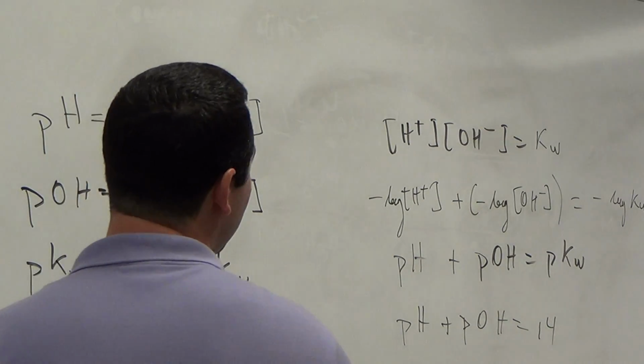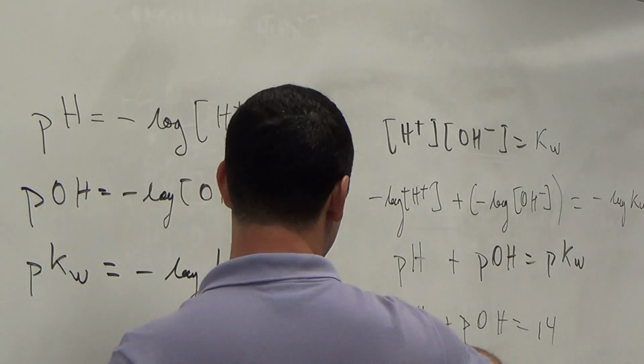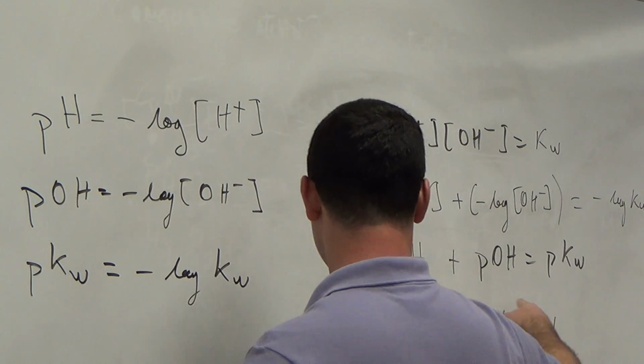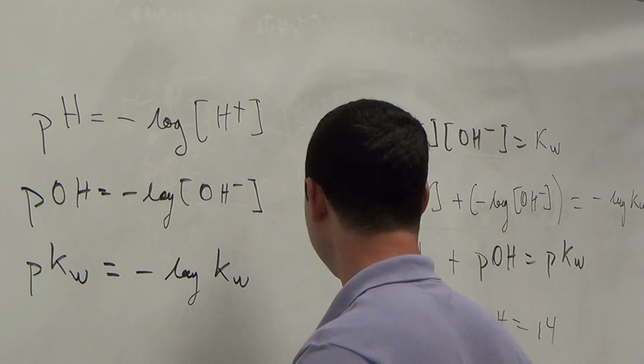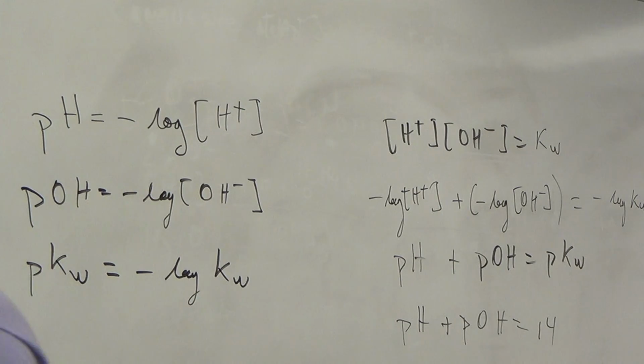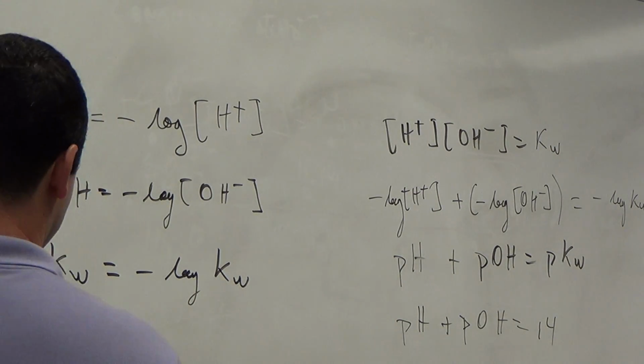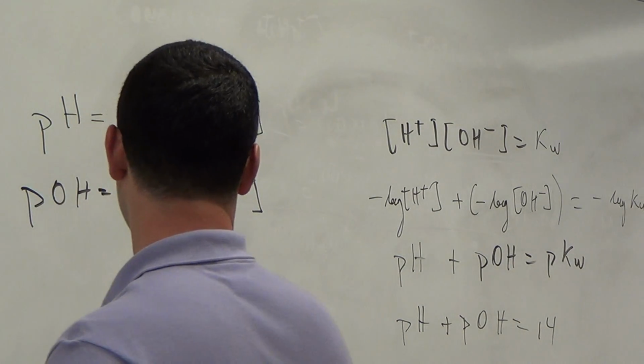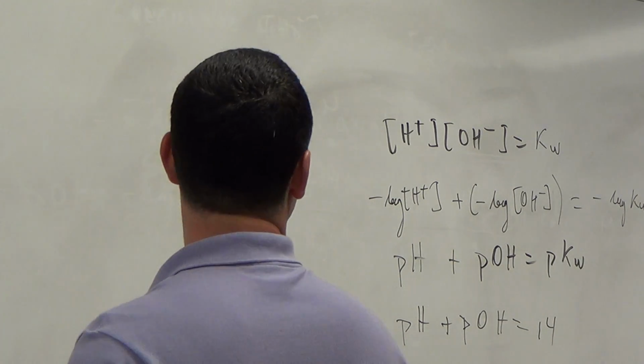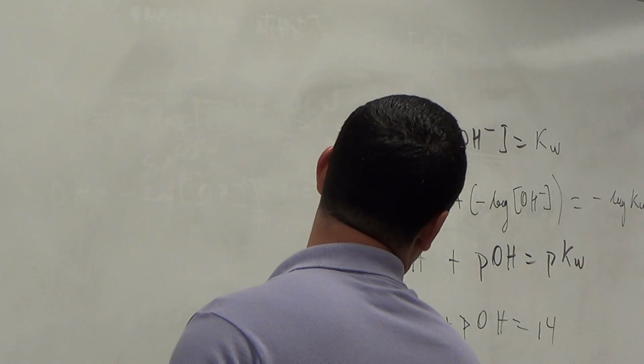Now, do you have to know this whole thing? No. That's what you have to know right here. Look. pH plus pOH is equal to 14. Is that negative log 1.0 times 10 to the negative 14? Yes, it is.